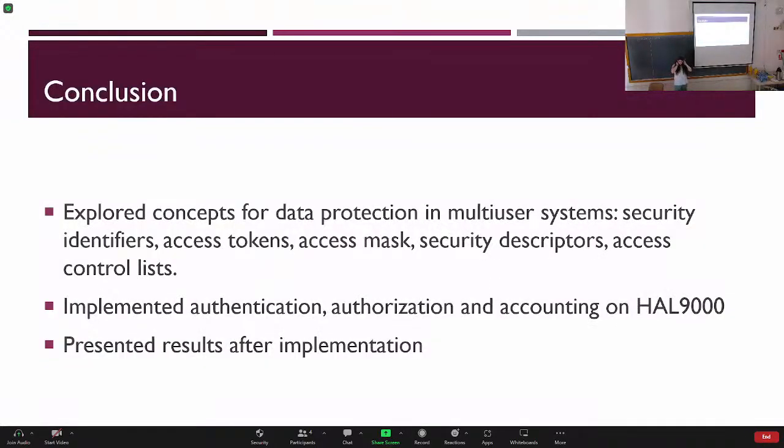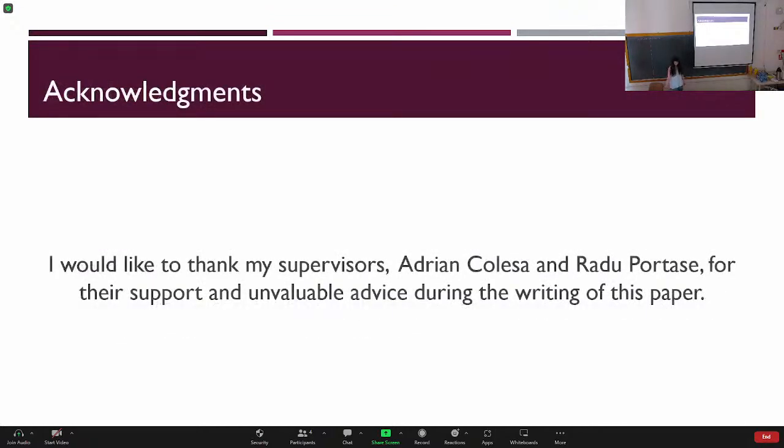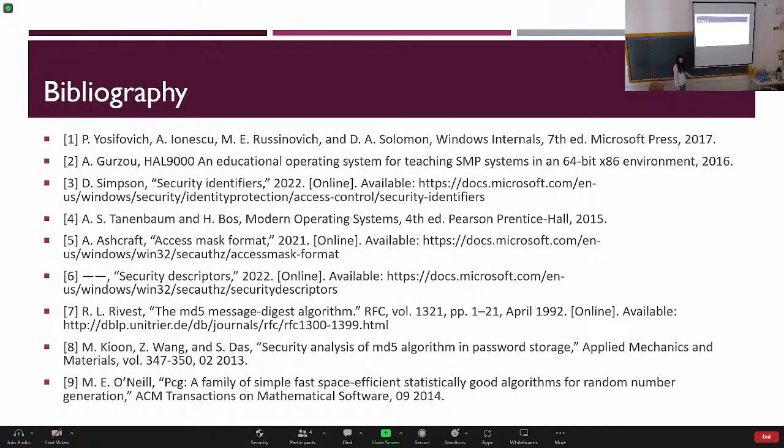So in conclusion, in this paper I explored concepts for data protection, such as security identifier, access token, access mask, security descriptors, and access control lists. I implemented authentication, authorization, and accounting on HAL-NOMI, and presented the results of the implementation. And these are the acknowledgements, and this is my bibliography. Any questions? Thank you very much.